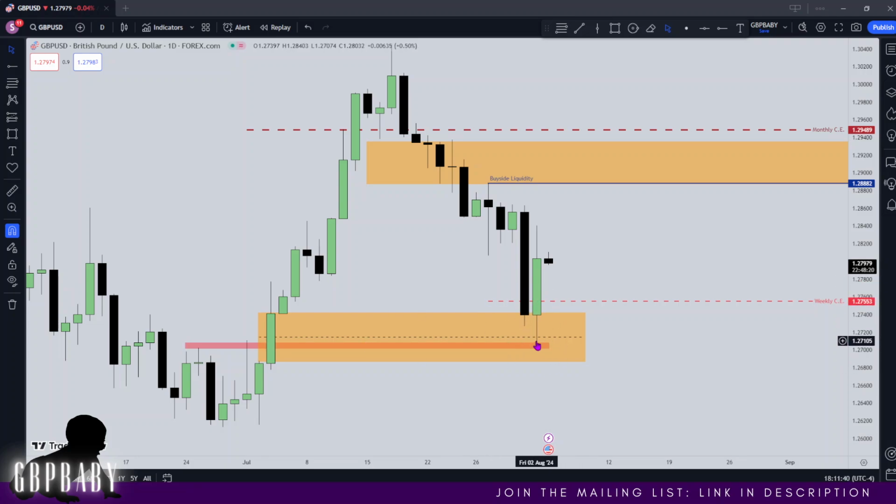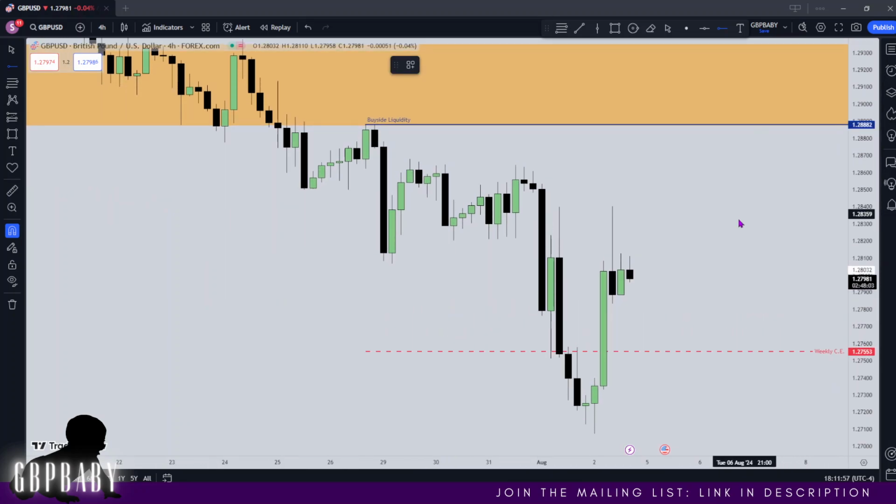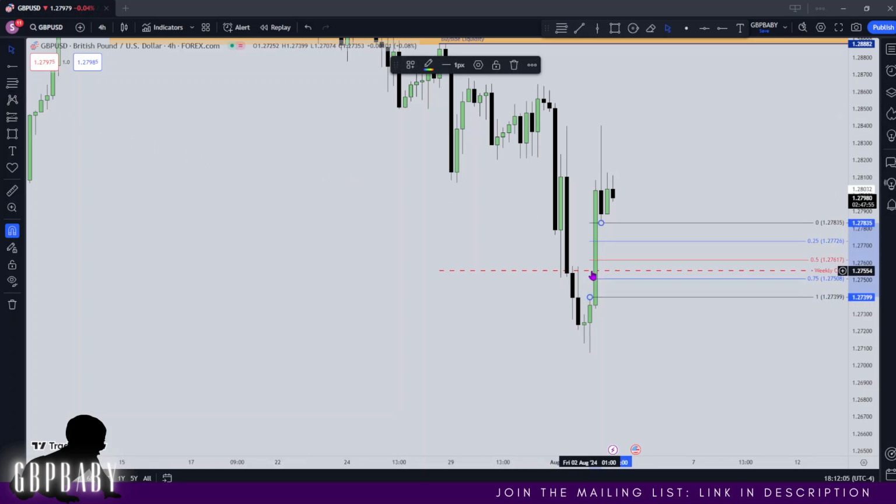We've already mitigated it. So I'm going to get rid of this now just to clean up the charts. We don't need that. We're still paying attention to this weekly consequent encroachment. And now we can drop down to, actually, there are some relative equal highs, this high and this high. But I think the 4 hour will be better for us right now. So let's take a look at that. And then we have a beautiful 4 hour fair value gap. Again, lining up nicely with our consequent encroachment right here.